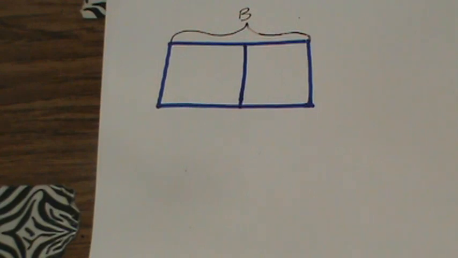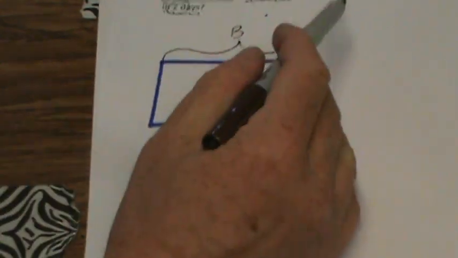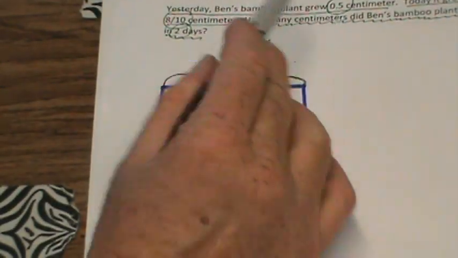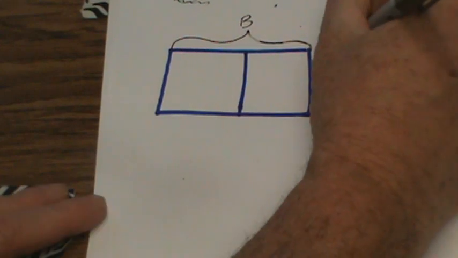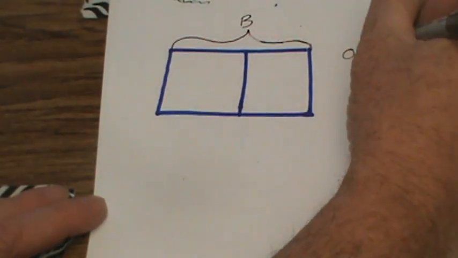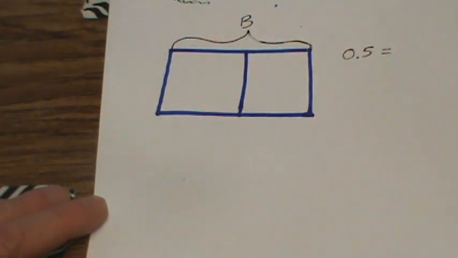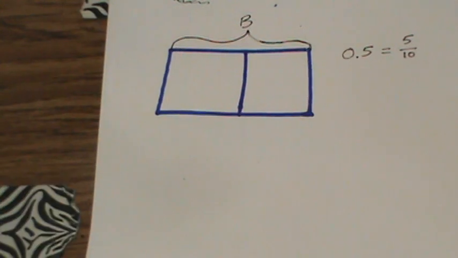Well, day 1, it grew 5/10 of a centimeter. Now, because one of the days is in centimeters, decimal, and one is in fraction, we need to figure out which one we're going to deal with. Let's just go ahead and deal with fractions. So I'm going to go 0.5, and it's just like our fluency practice. That's going to equal what? How many tenths? Well, we should know that it equals 5/10, right?